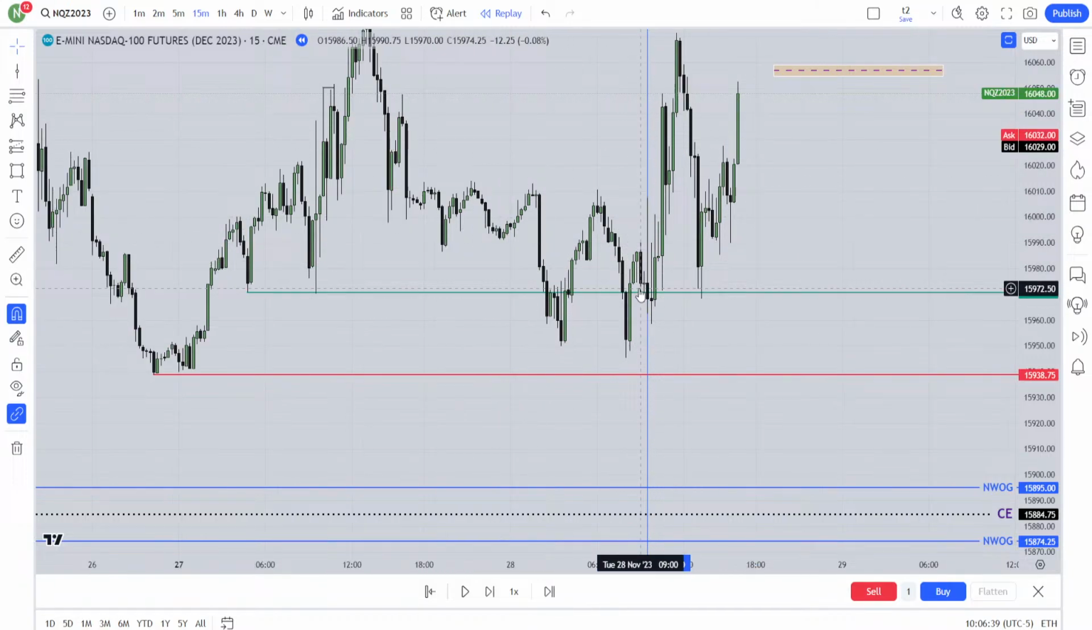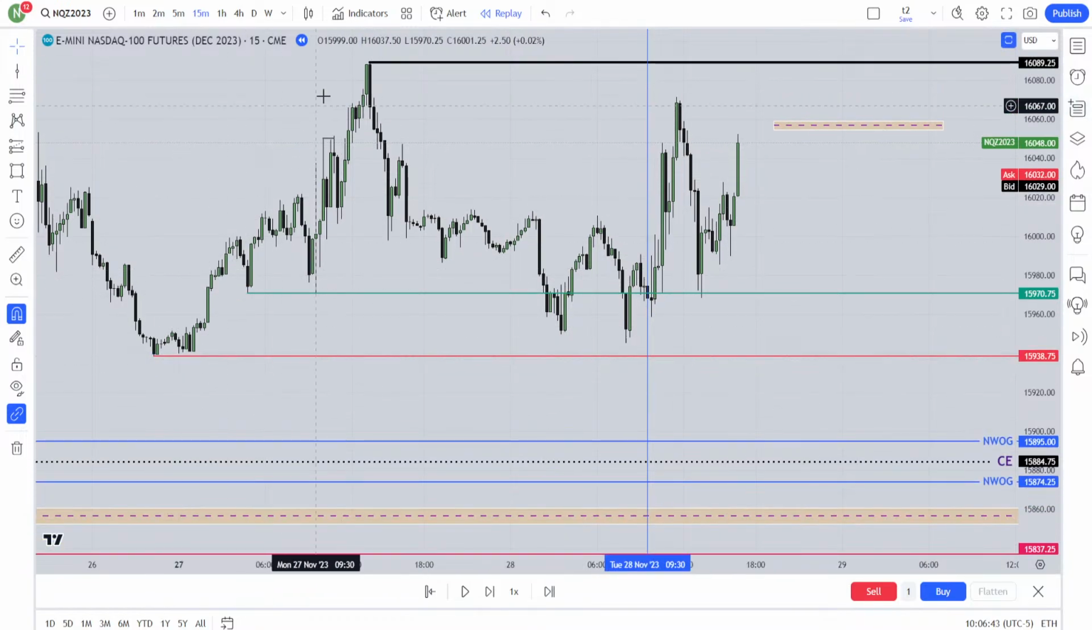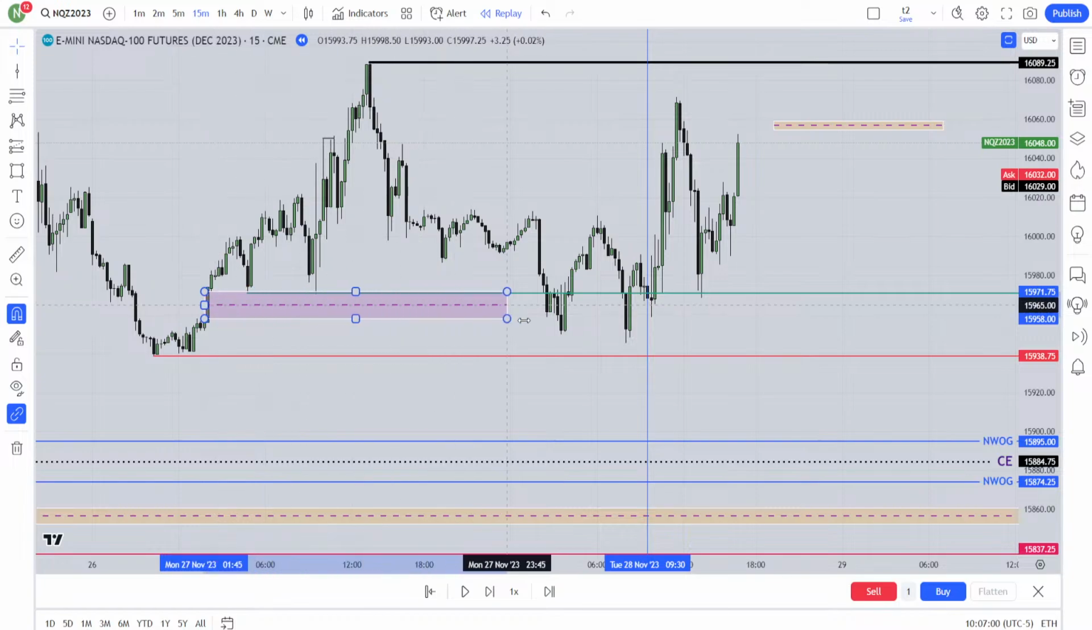When price is here, what does it mean? To this leg, from here to here. This is Monday high, Monday low. To that leg, price is here. What does it mean? It's very near to the lower part of the Monday. So just mark the last fair value gap. In my opinion, this is the last fair value gap from the 15 minutes chart.